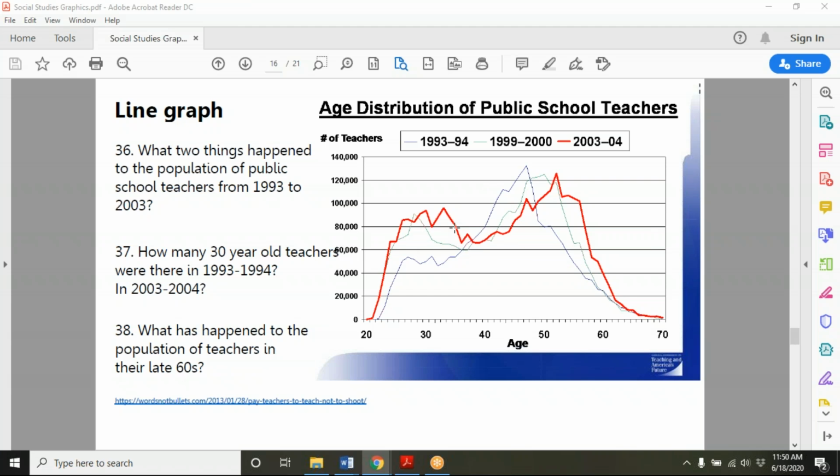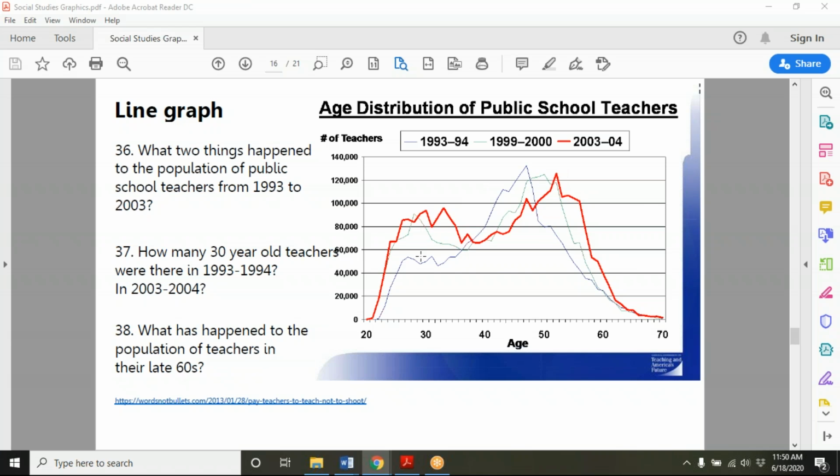Okay, so let's just look at the red. Let's focus on the red line. This represents how many people, like if you asked every school in the country, how many 30-year-old teachers do you have? Well, in 2003, the red line, let's say 90,000. I'm looking right here. 90,000 30-year-olds.